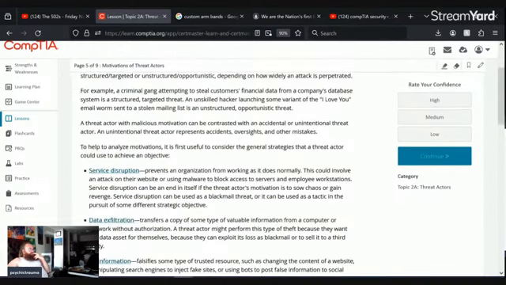Service disruption prevents an organization from working as it does normally. This could involve an attack on their website or using malware to block access to servers and employee workstations. Service disruption can be an end in itself if the threat actor's motivation is to sow chaos or gain revenge. Service disruption can be used as a blackmail threat, or it can be used as a tactic in the pursuit of some different strategic objective.